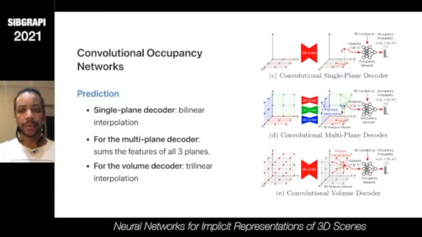And the authors compare the nearest neighbor and the bilinear interpolation methods for the multiplane version of the model. And in the paper, they present a table that shows that the bilinear interpolation gives better results in this case.